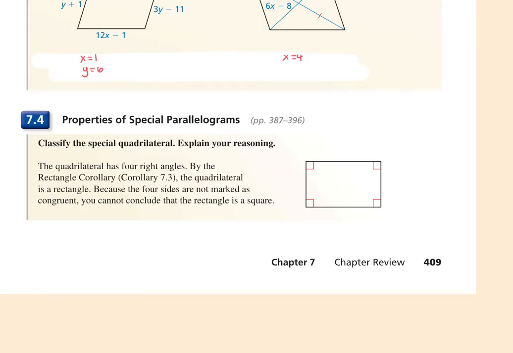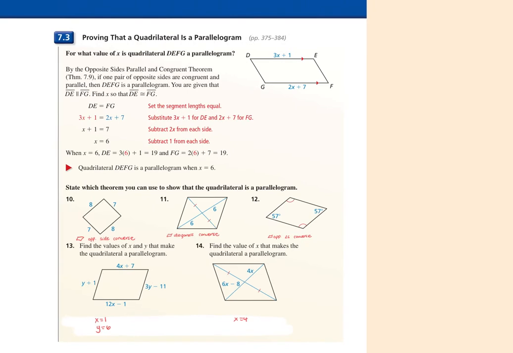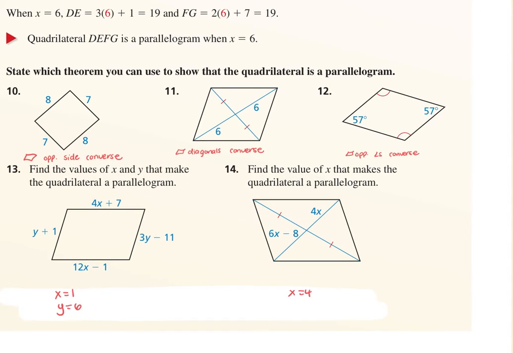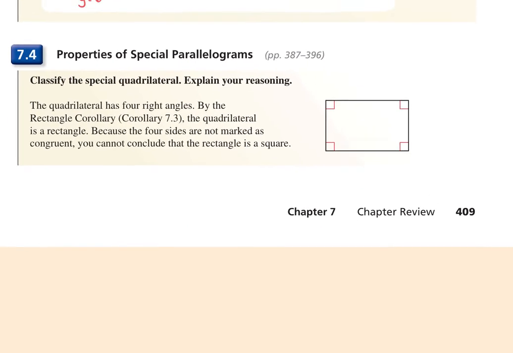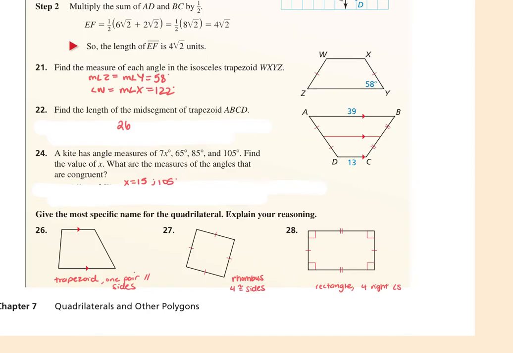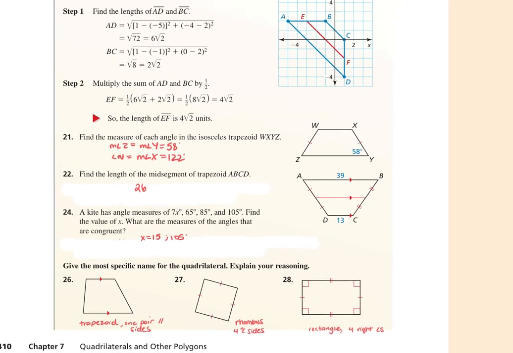Okay, then we got into 7-3, which was the converse to all of those. So proving the quadrilateral's a parallelogram. Yes, you need to know these names. Questions on these? Okay, 7-4 started your special parallelograms. So rectangles, rhombuses, and squares.